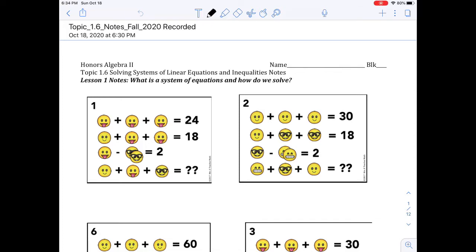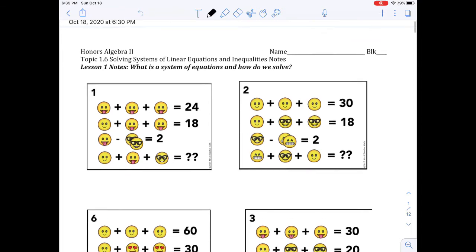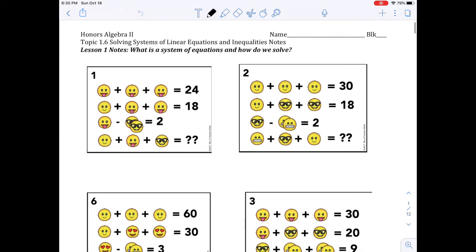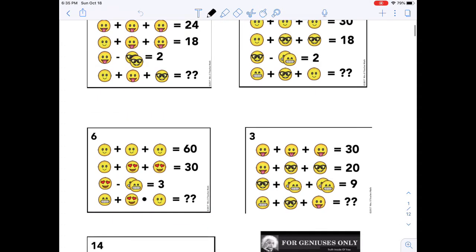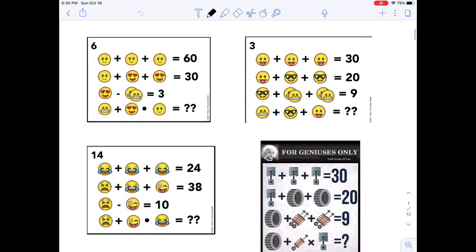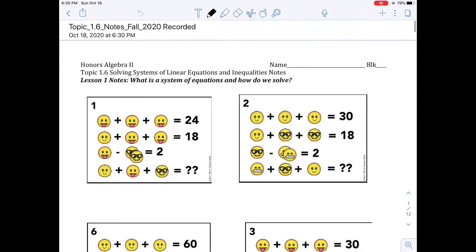Topic 1.6 notes, lesson 1. What is a system of equations and how do we solve? So the first page of the notes is a whole bunch of emoji puzzles. And the reason that they are on the first page of the notes is because they are a visual representation of systems. So what is a system of equations?